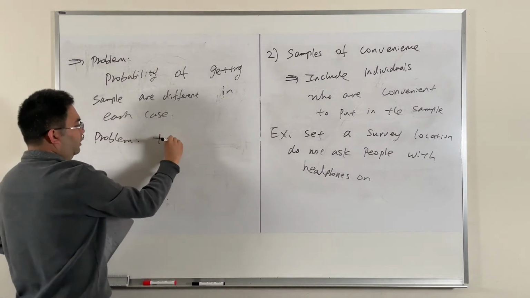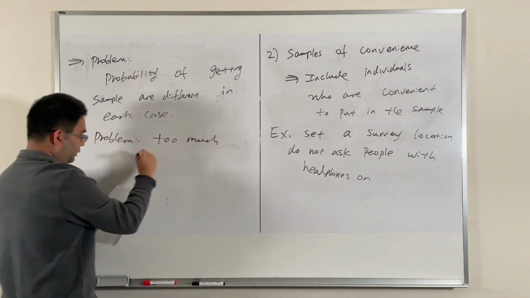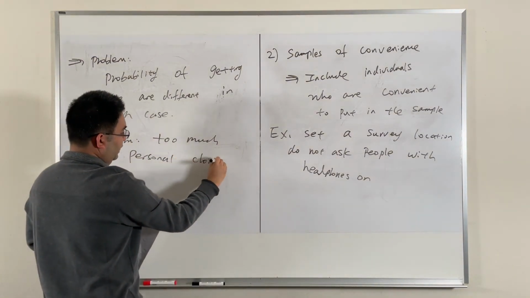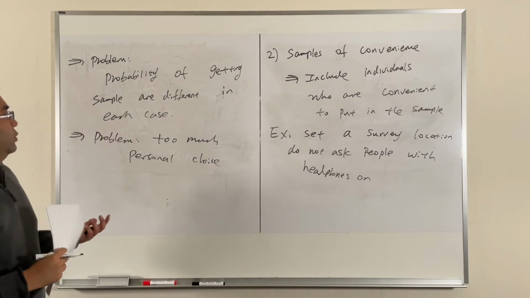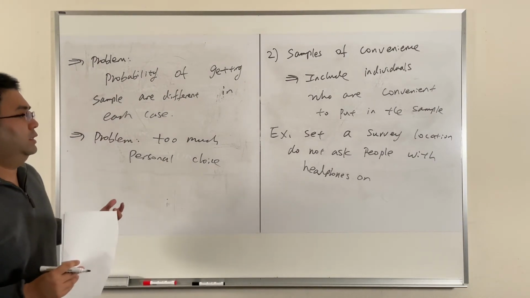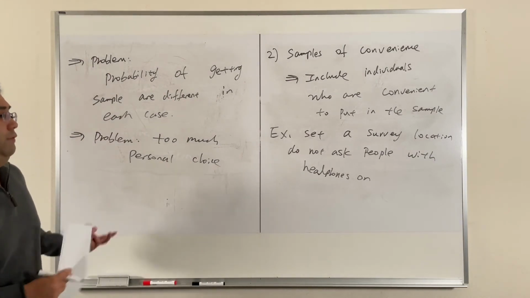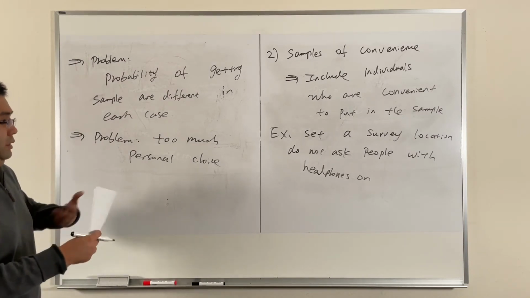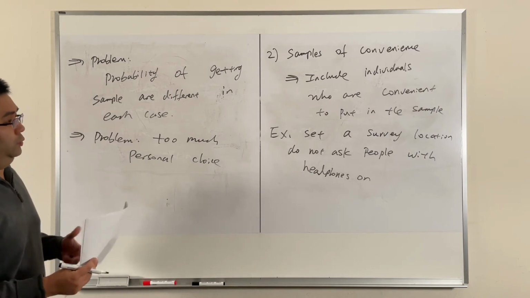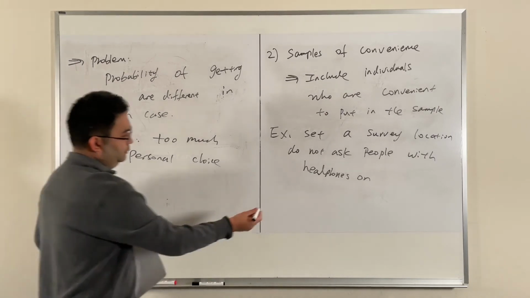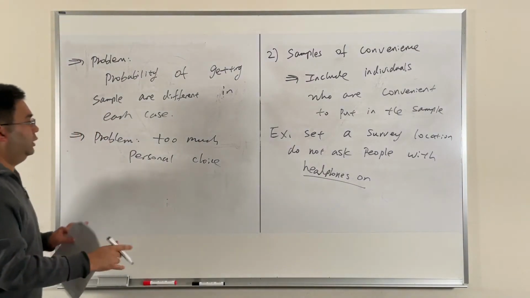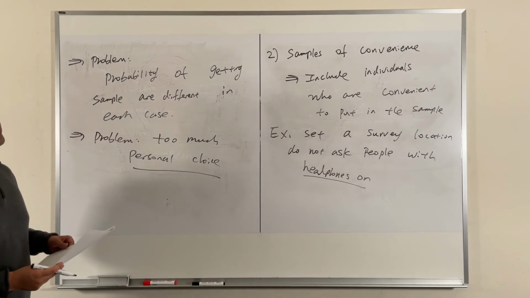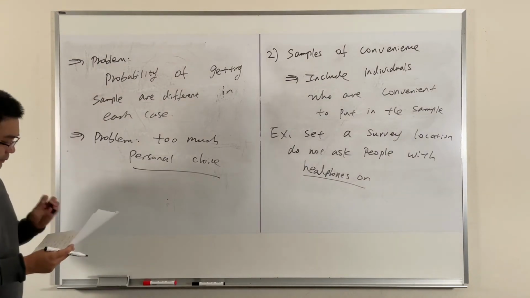Another problem here is that it involves too much personal choice. This researcher decides that he's not going to ask people with headphones on. There's no real reason why he does that. Maybe he just doesn't want to bother those people. But this is totally personal choice. So this is samples of convenience.